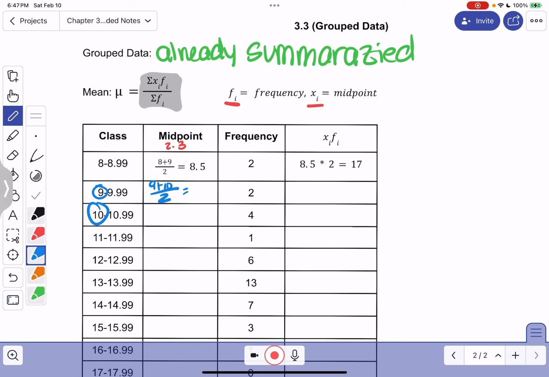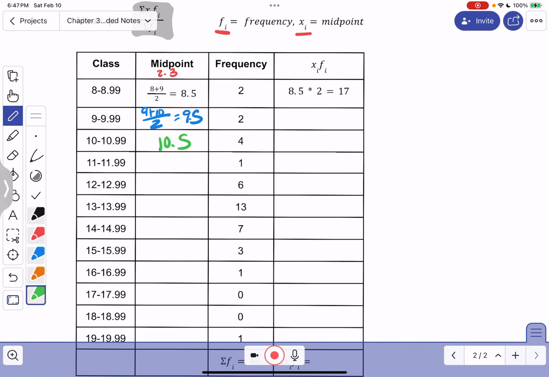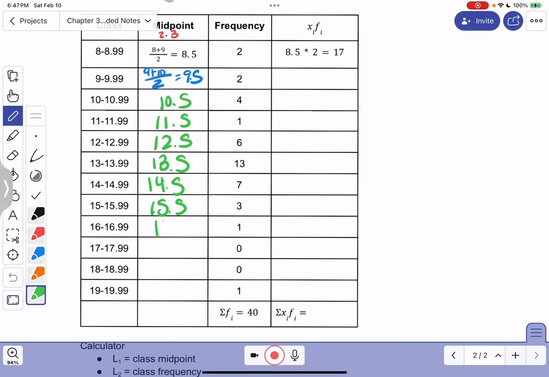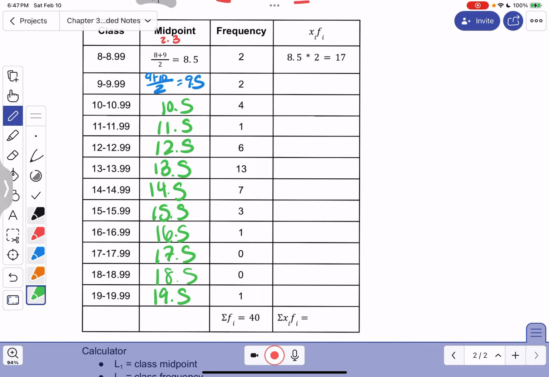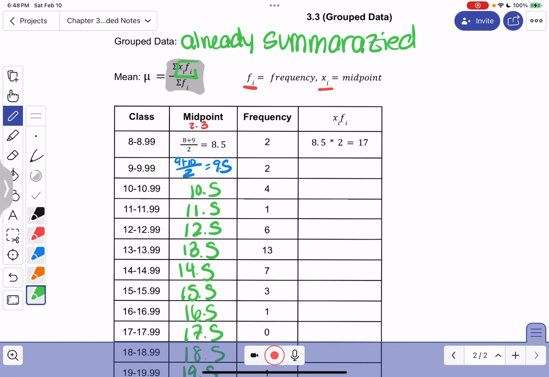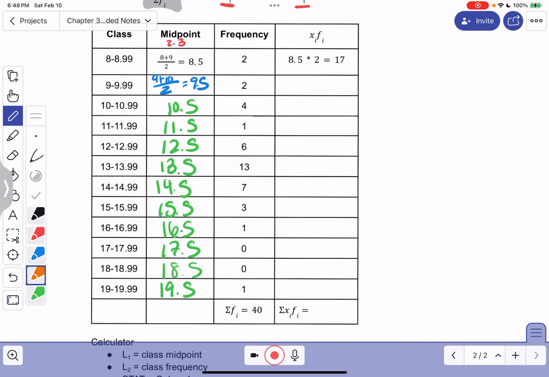So I would get 19 divided by 2, which is 9.5. And we did this table in section 2.2. If we go all the way down, it keeps going up by 0.5. If we did all of that adding and dividing, we would end up with these as our midpoints. Now, to find that Xi times Fi that we need here, you multiply that midpoint by the frequency. So 8.5 times 2 is 17. 9.5 times 2 is 19. 10.5 times 4 is 42, and so on.